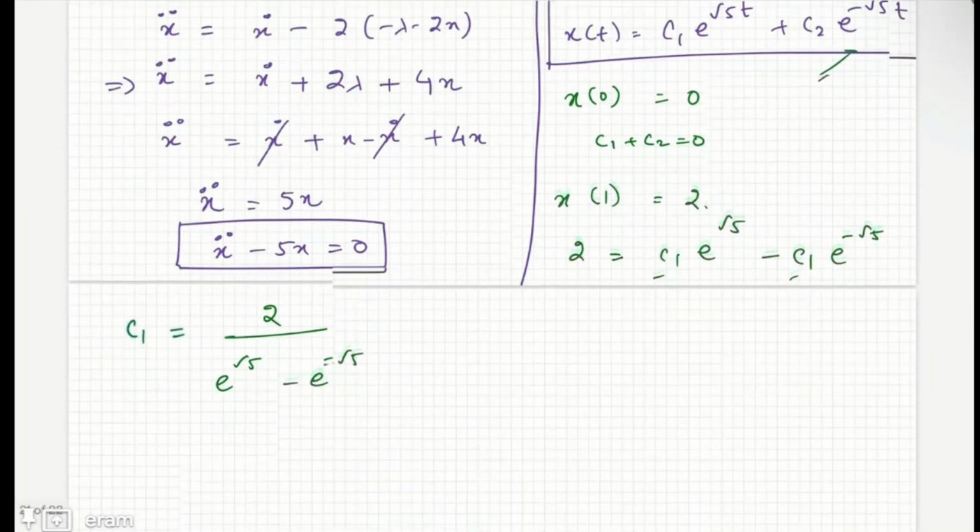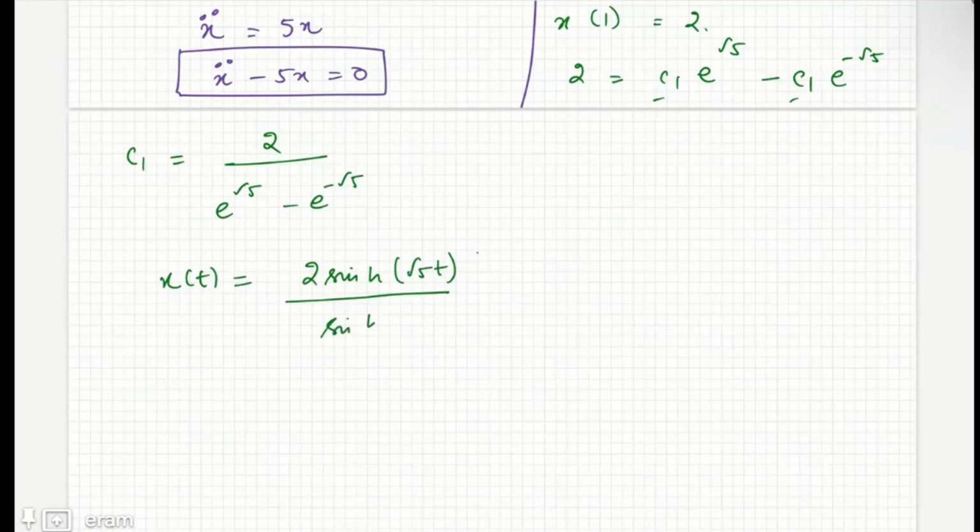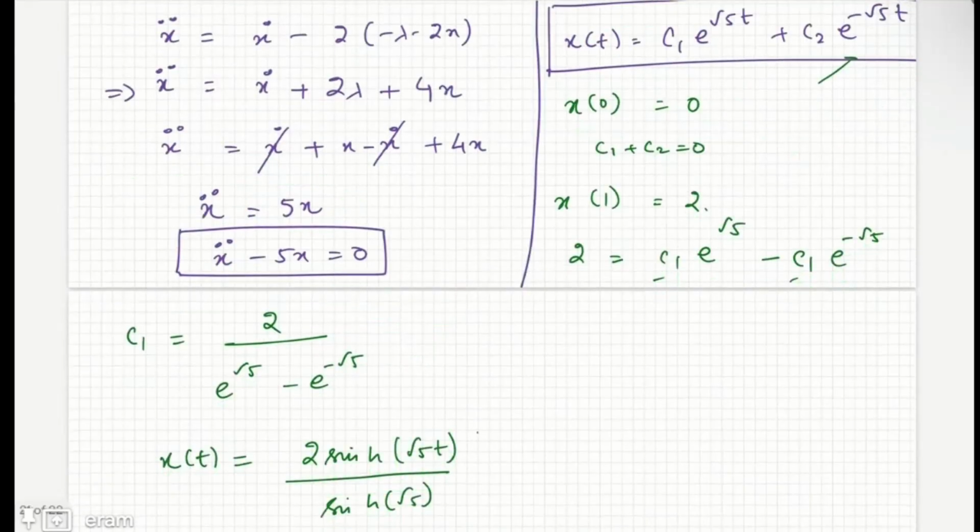When we put it over here, our solution x(t) is c1 times e to the power root 5t minus e to the power minus root 5t. Or we can convert it into hyperbolic functions. So the final expression for x(t) will be 2 sinh(root 5 t) divided by sinh(root 5). Now this gives us the expression of x.